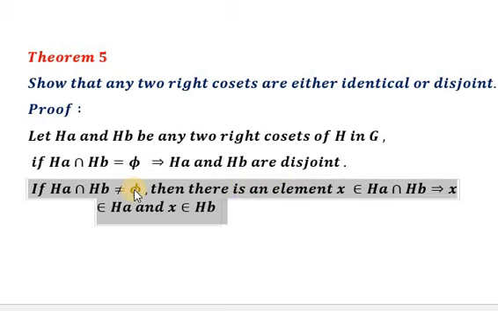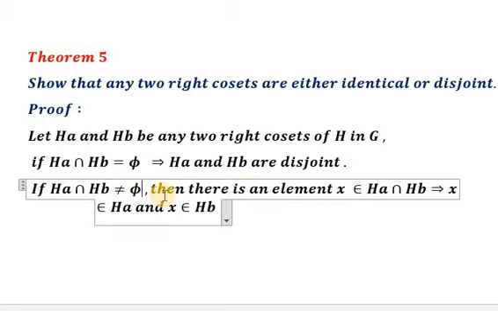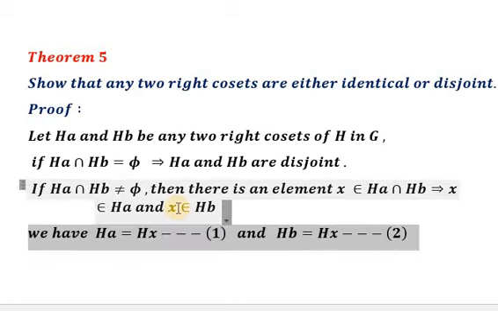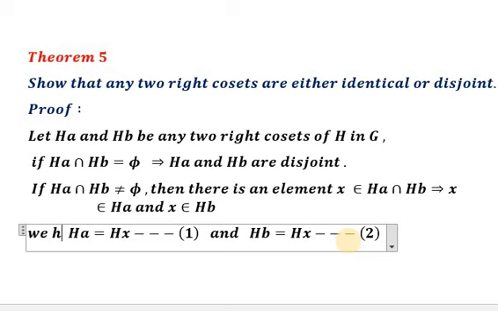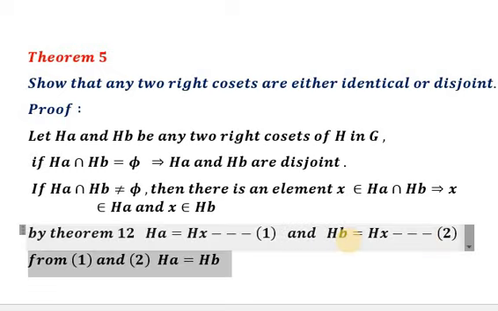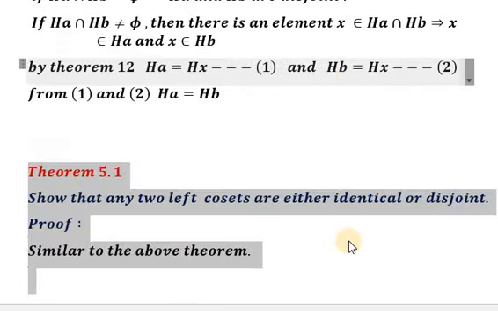If Ha intersection Hb is not a null set, then there is an element x that belongs to Ha intersection Hb, which implies x belongs to Ha and x belongs to Hb. So we have Ha is equal to Hx. Treat this as equation 1, and Hb is equal to Hx as equation 2. By these two equations, Ha is equal to Hb.